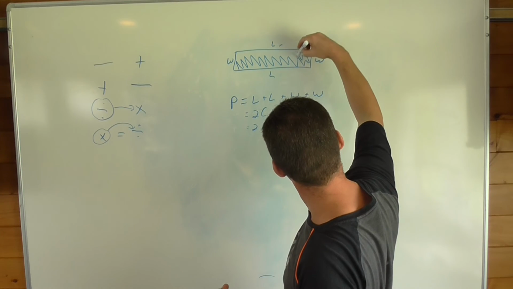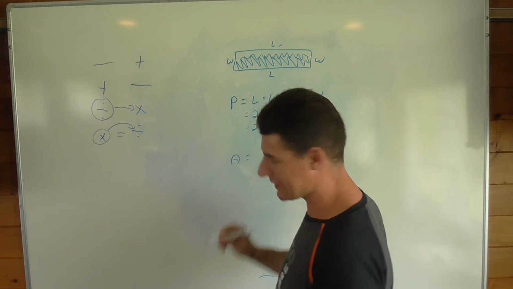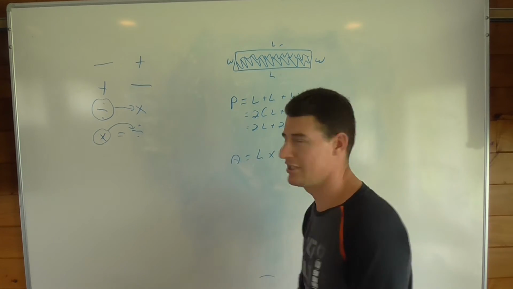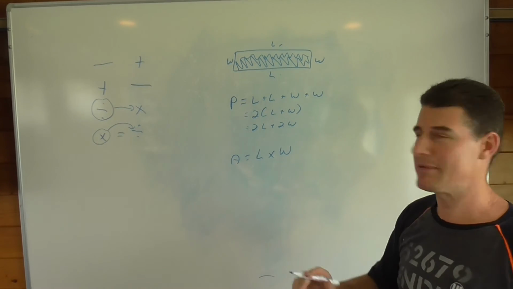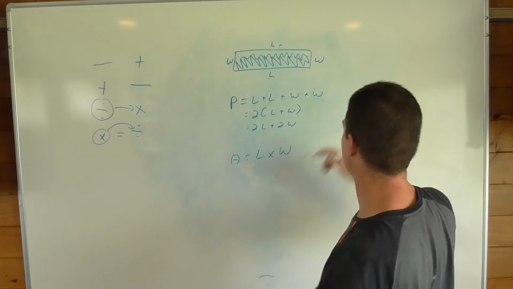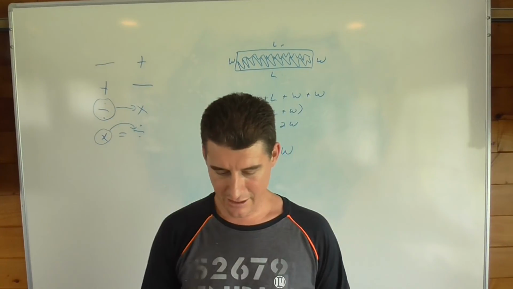Of the rectangle is the inside. So the area of a rectangle is length times width, just once. So the perimeter is you have to calculate the outside of the rectangle. The area is you calculate the inside of the rectangle.